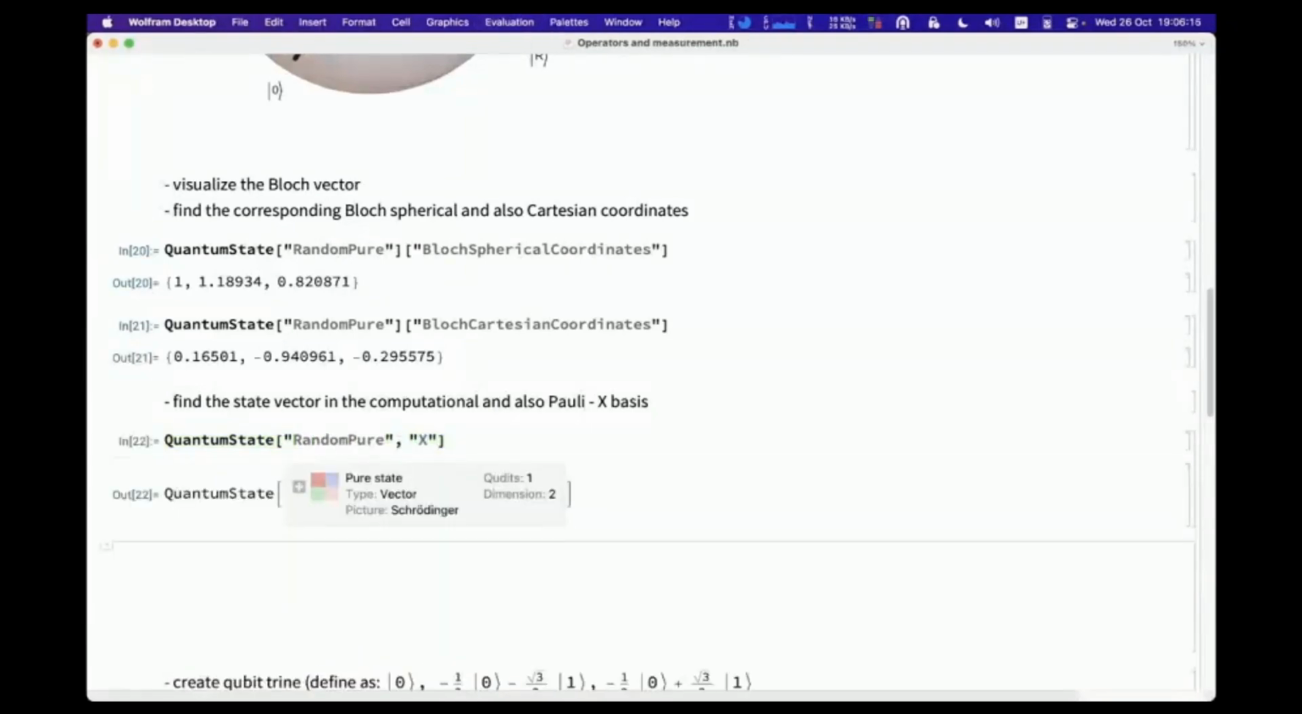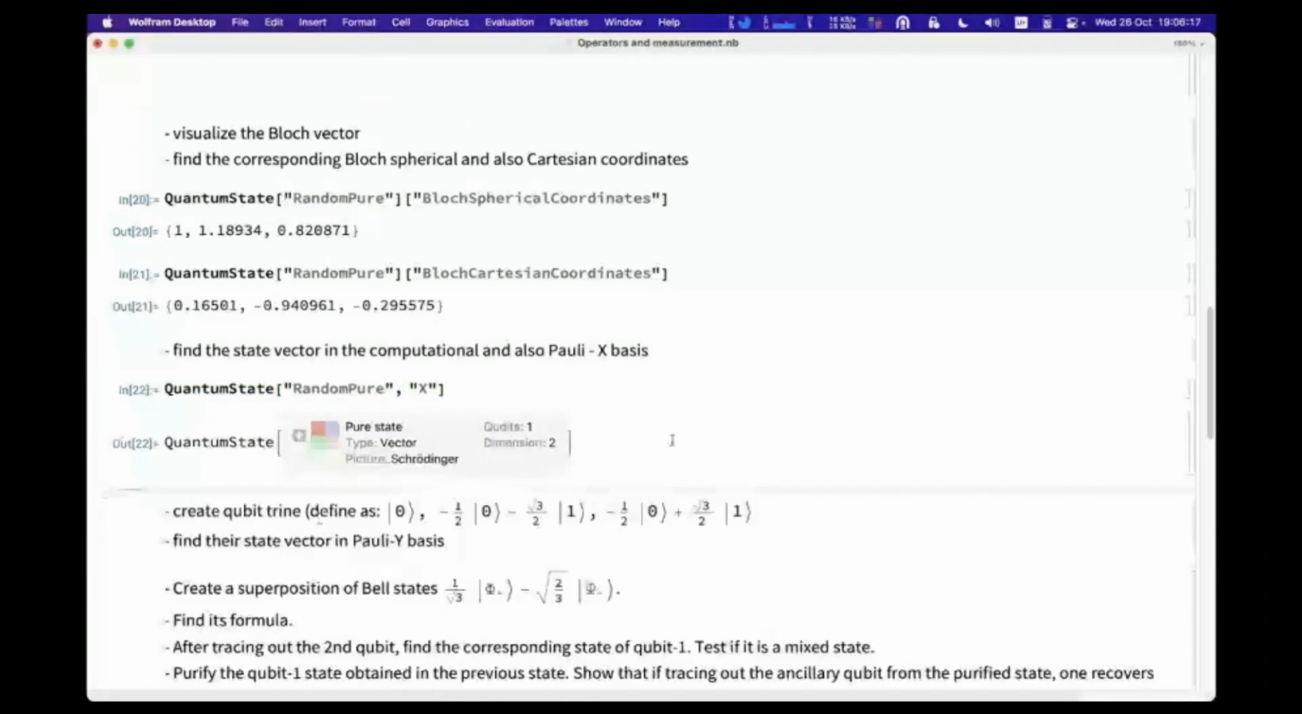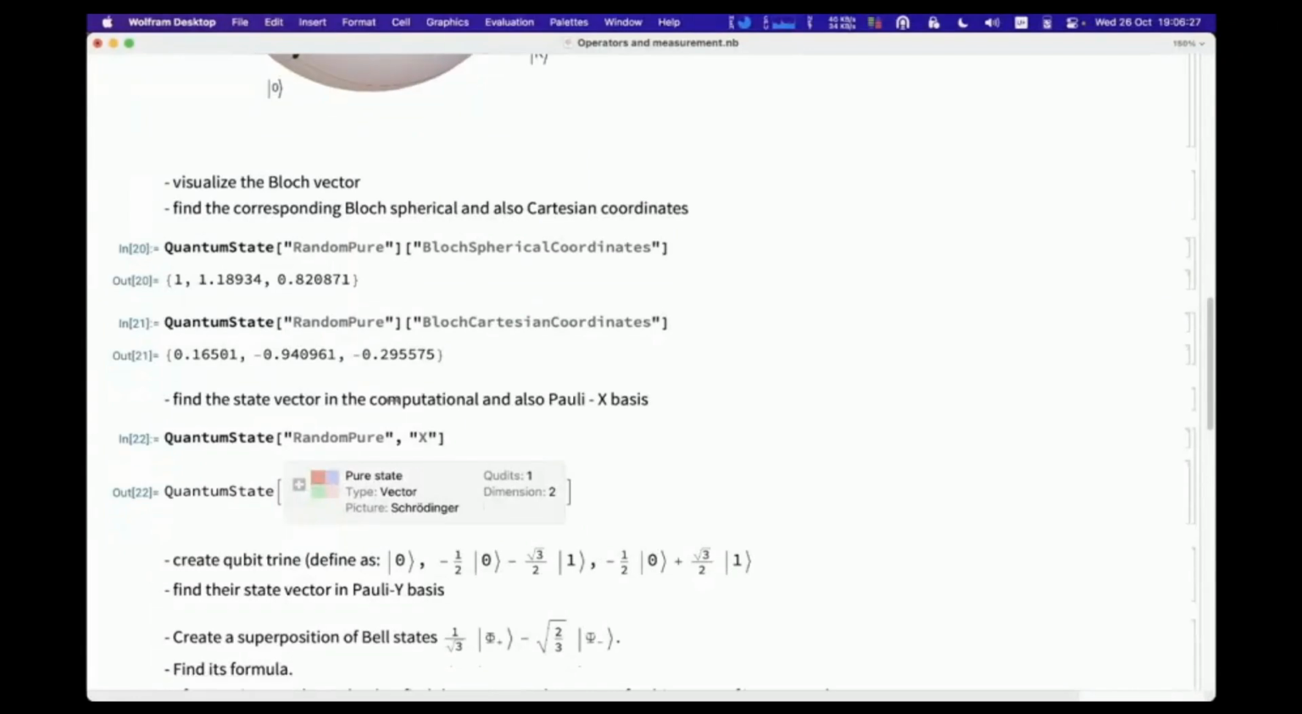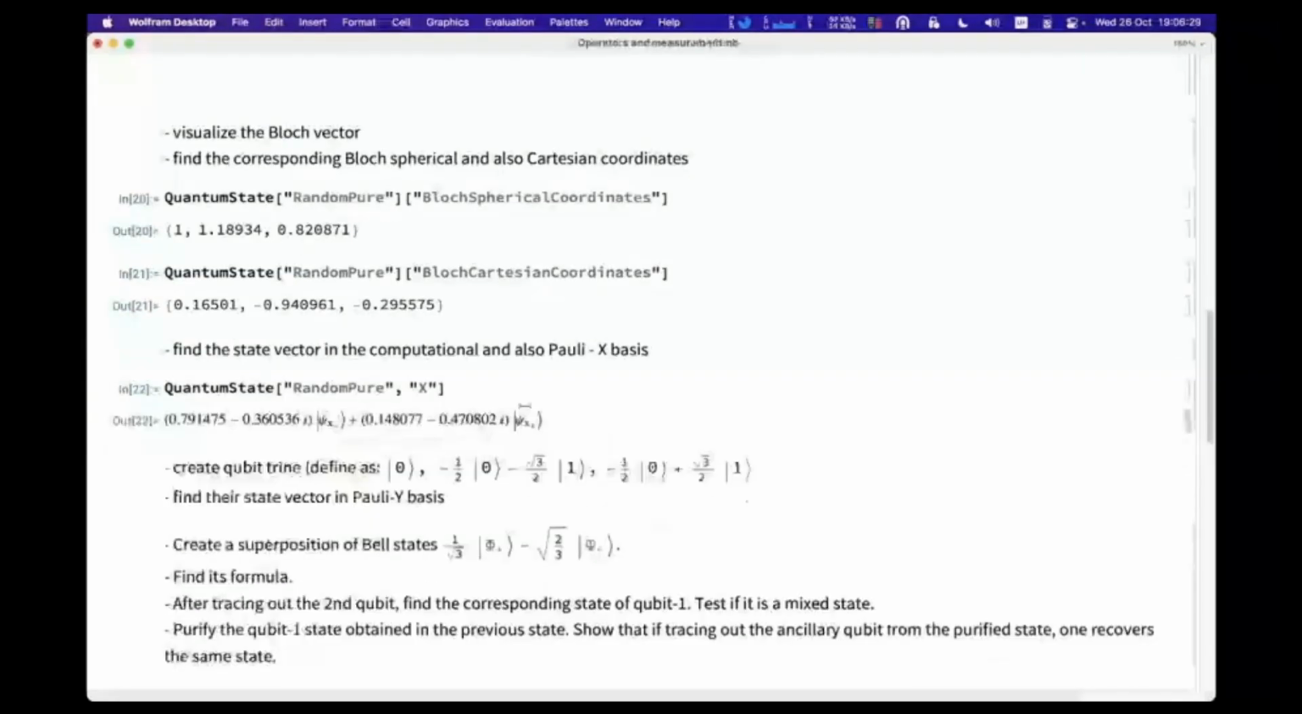Random pure. Now what's happening here is that this time we specified that in that basis. So for example, let's look at the formula. You see, this time the formula is given in Pauli X. So this is one interesting feature that you have, this basis transformation. It's a very nifty feature of our framework.